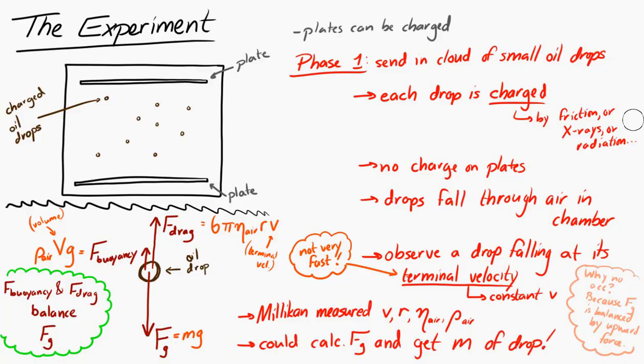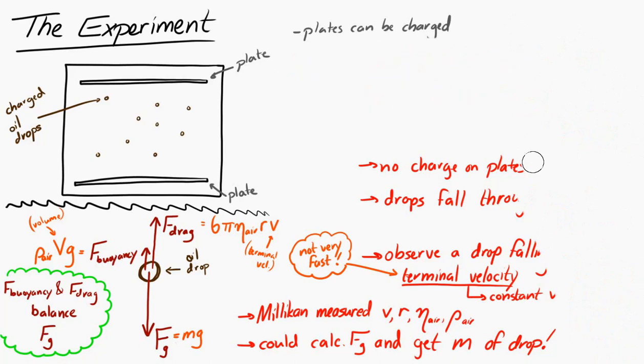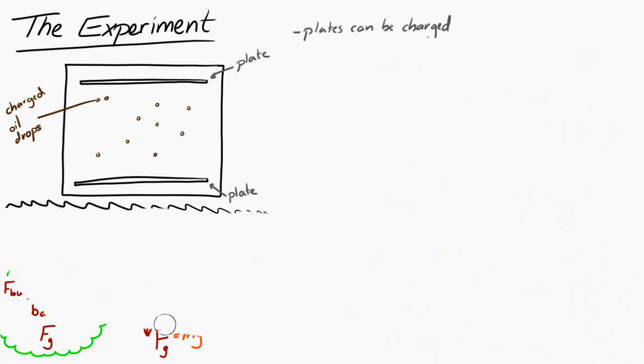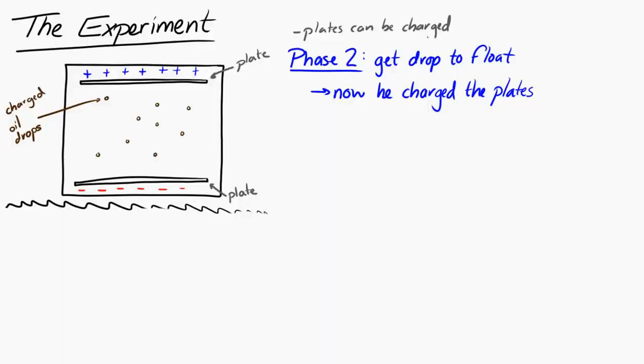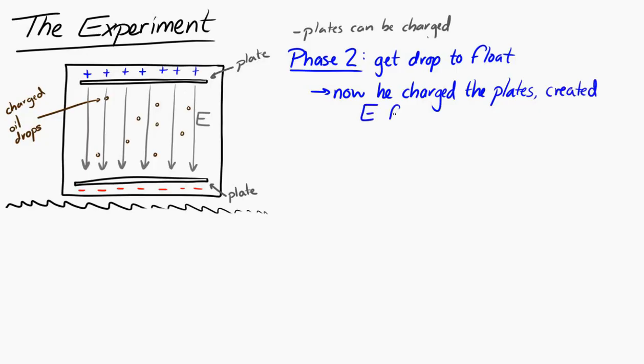All right, so that was the first phase of the experiment. In the second phase of the experiment, he would get the drop to float. He would do this by placing a charge on the two plates. Really what he did is he created a voltage across the two plates, but that's equivalent to creating a charge on the plates. Either way, he would create an electric field between the two plates and get the drop to just levitate or float at rest between the two plates.